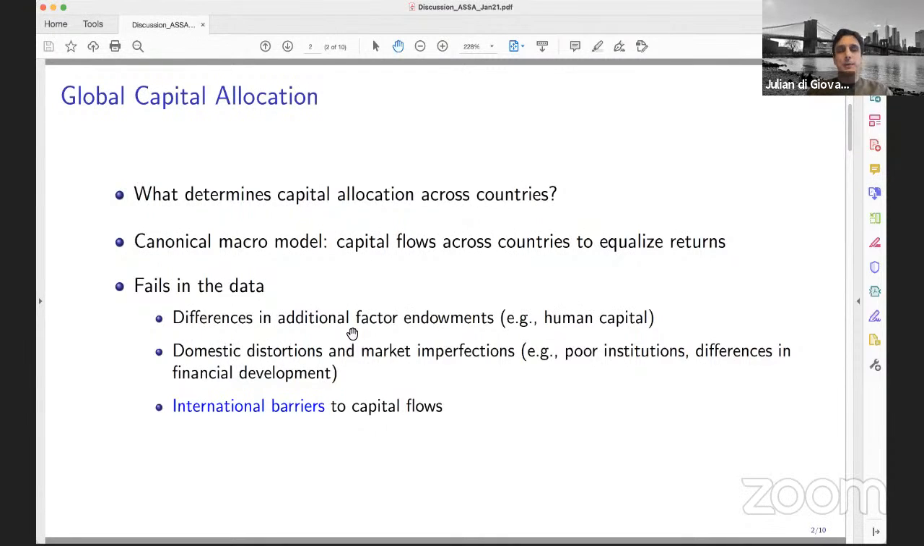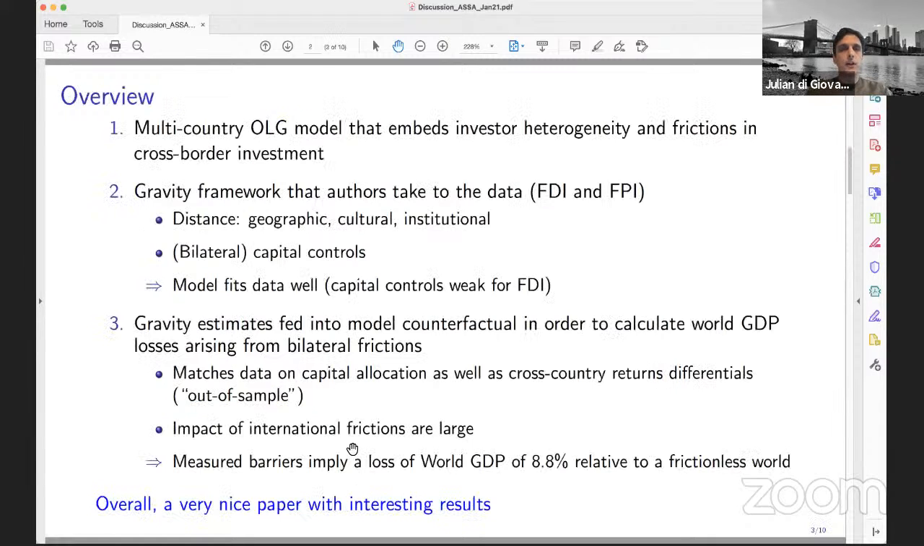And there's a host of explanations for why this might be the case. There might be differences in additional factor endowments across countries, for example, human capital, domestic distortions or market imperfections, poor institutions, differences in financial development, etc. And of course, and where this paper is taking off from, there are also potential international barriers to capital flows. And so as Bruno explained, and just to give a brief overview, this paper makes several interesting contributions.